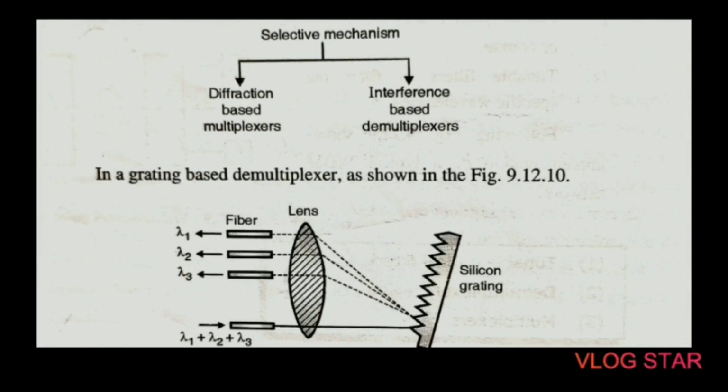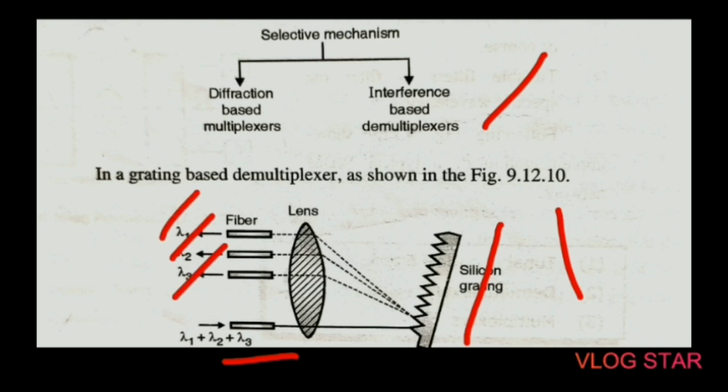Okay, so the next component is demultiplexers. They require a wavelength selective mechanism, and we know that the selective mechanism can be of two types. The first is diffraction based demultiplexers, and second interference based demultiplexers. Okay, so in a grating based demultiplexer, we can see in this figure the WDM signal, that is lambda 1, lambda 2 plus lambda 3, is focused on the silicon grating, and the Bragg diffraction from the grating separates them and focuses them into individual fibers as lambda 1, lambda 2 and lambda 3.